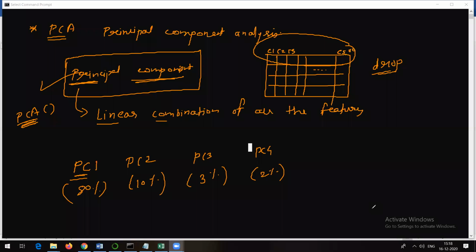No problem, Manisha. So PC1, PC2, PC3, PC4, and so on. Suppose you got 50 components, right? So let's try to see now.